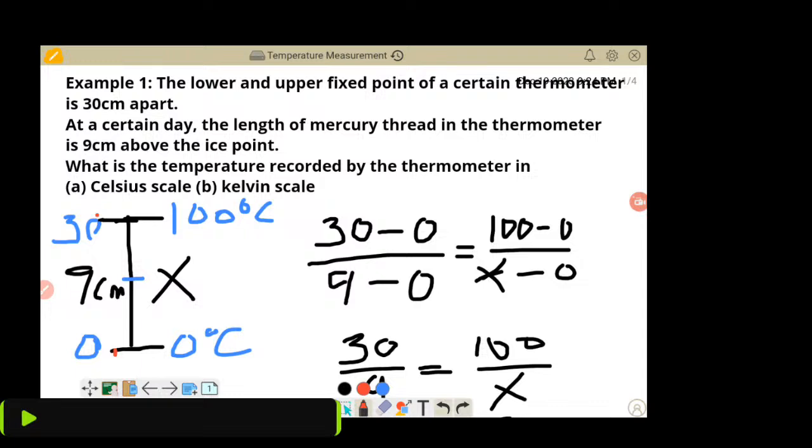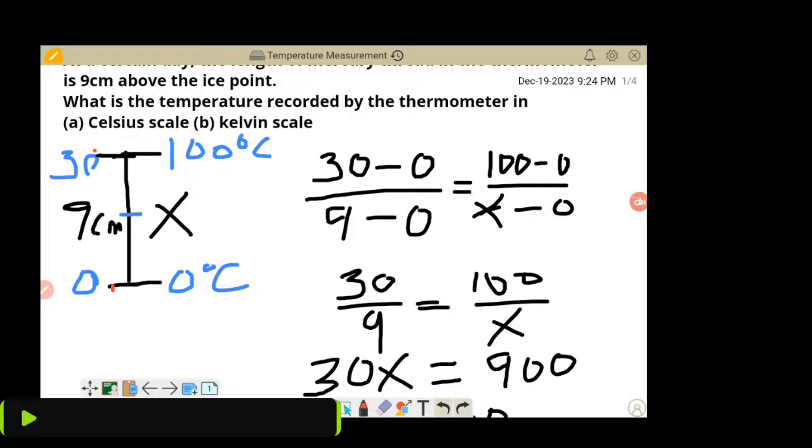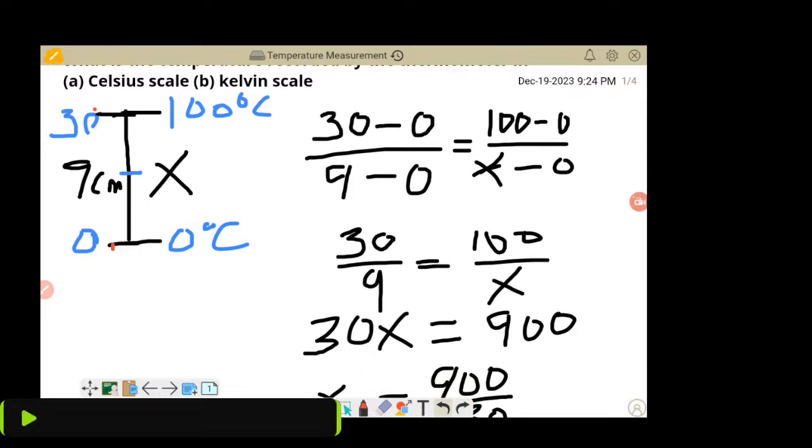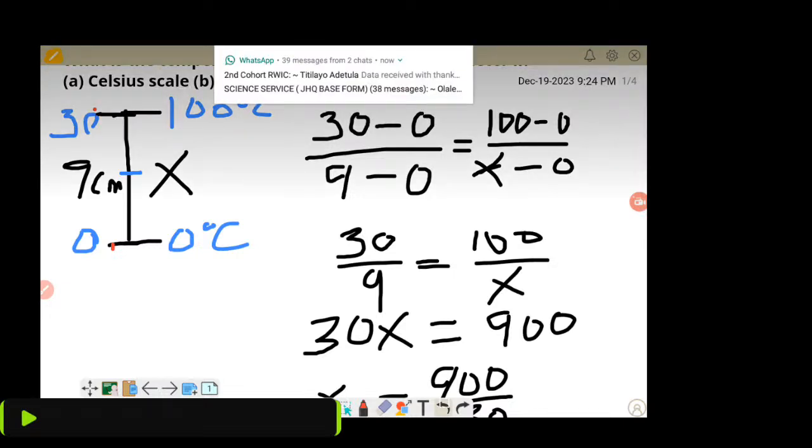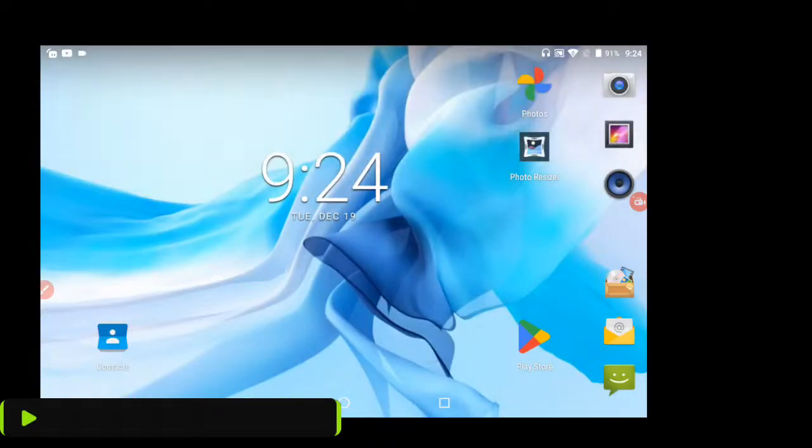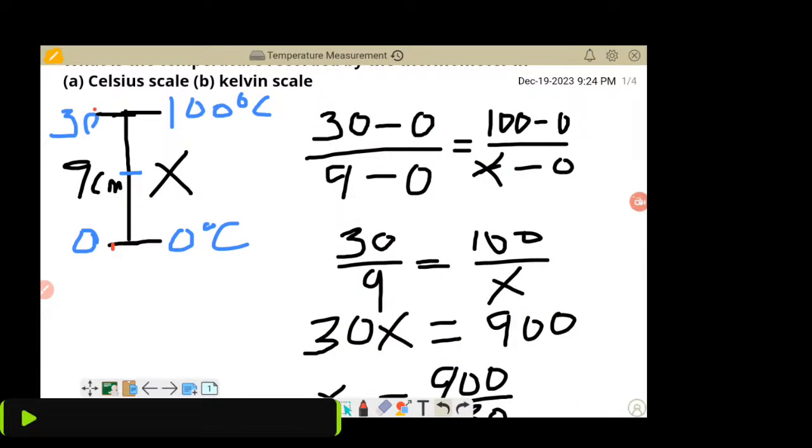Okay. Now, they ask us that at a certain day, the thermometric material in the thermometer is showing a reading of 9 centimeter. So what is the degree Celsius temperature that corresponds with this 9 centimeter? And that is what took us to what we write here on the screen. So the formula will lead us straight to what we have right here.